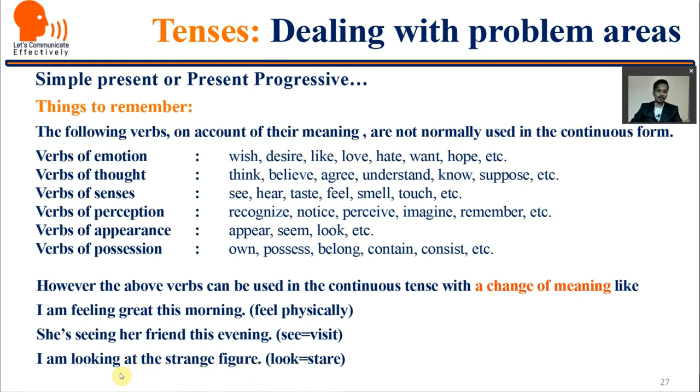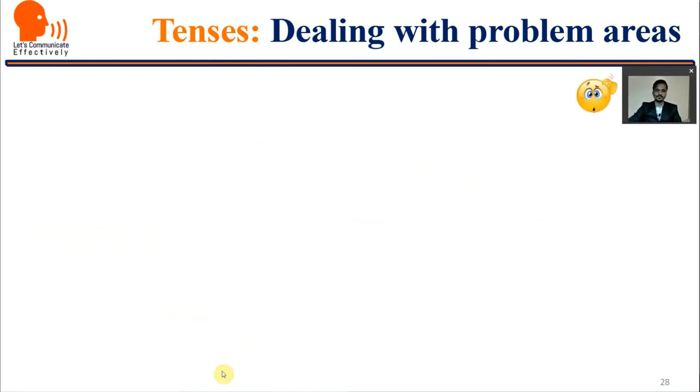You cannot say you are looking great when you're talking about appearance, because look is a part of the verbs of appearance. Simply, you look great. You look gorgeous. You look beautiful. You look handsome. Not you are looking gorgeous or you are looking handsome. But when you are staring at someone, yes, I'm looking at the strange figure. I'm looking at that person. I'm looking at that scene and so on.